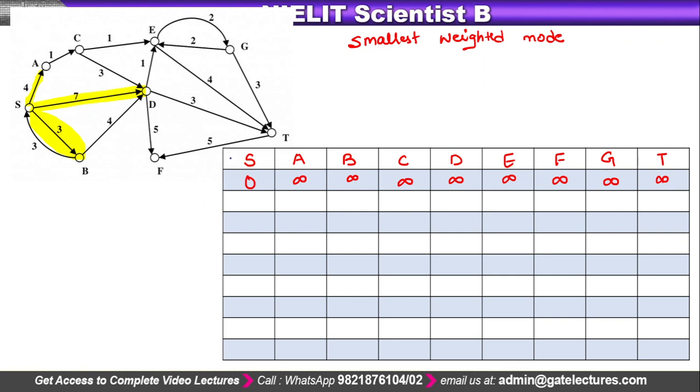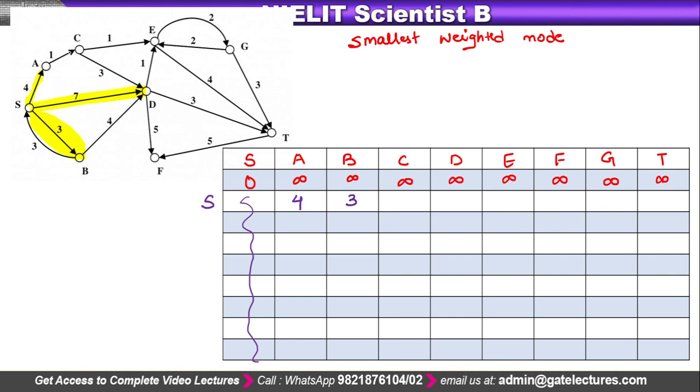So S we took first. As soon as we took S, we will not use this value because we have already taken S outside. So from S to A we have value 4. Infinity से we'll compare. So 4 is less than infinity, so we will take. ठीक है? S to B is 3.